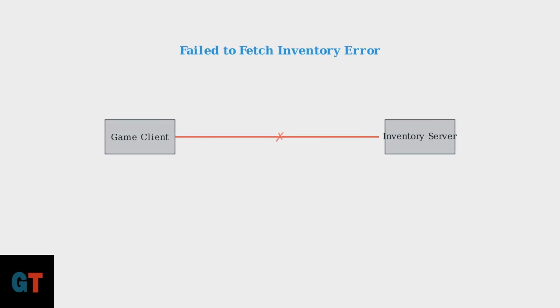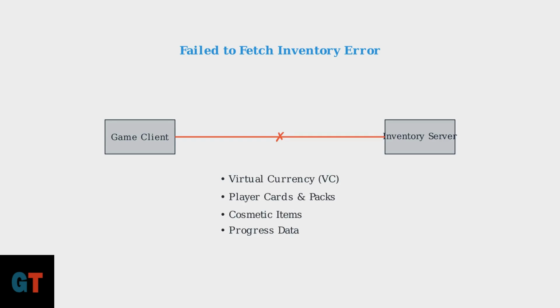Two primary categories of problems emerge: failed to fetch inventory errors and login authentication issues. The failed to fetch inventory error specifically indicates a communication breakdown between the game client and the server's inventory database. This prevents the retrieval of virtual items, currency, and player progression data stored on remote servers.